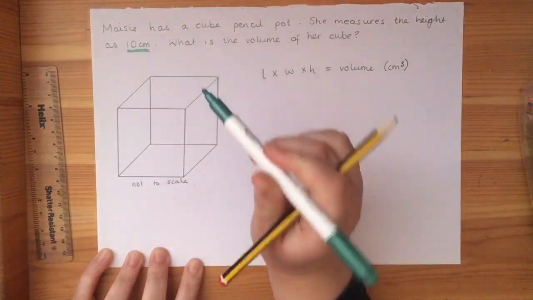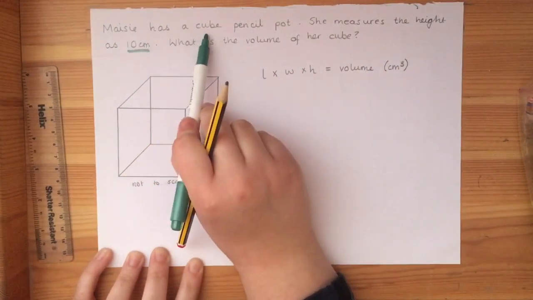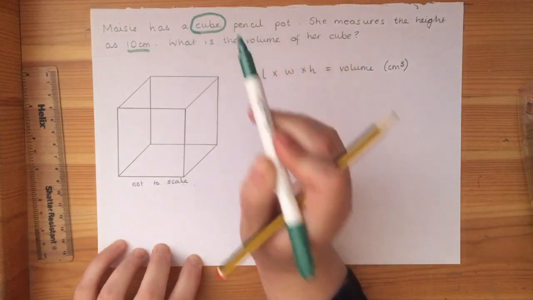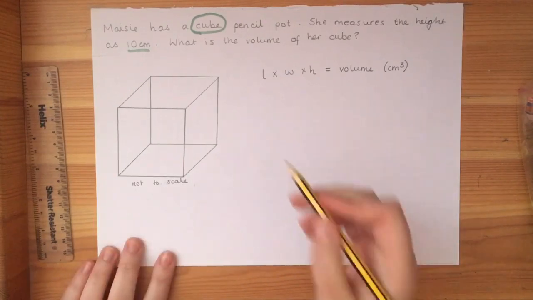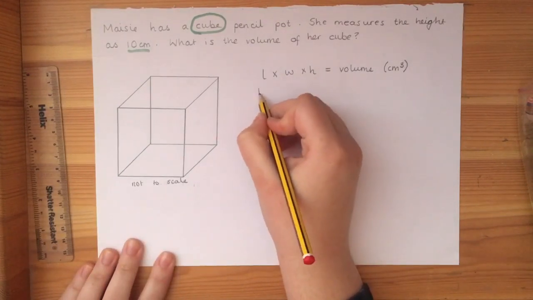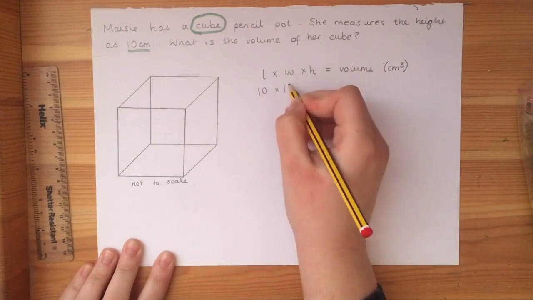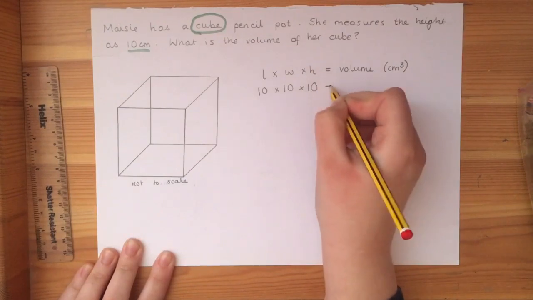Okay, we've only been given one measurement. That's because up here it says Maisie has a cube pencil pot. So I'm just going to circle the word cube. So we know, because it's a cube, all of the lengths are going to be the same size. Okay, all of the sides are going to be the same. So my length is going to be 10. That means that my width is also going to be 10. And my height, again, is going to be 10.